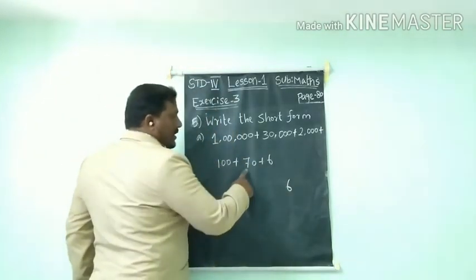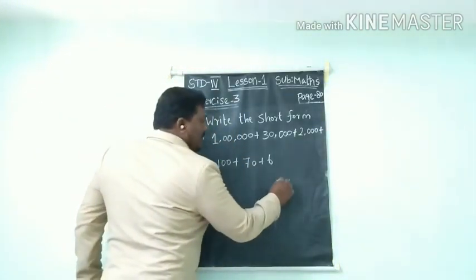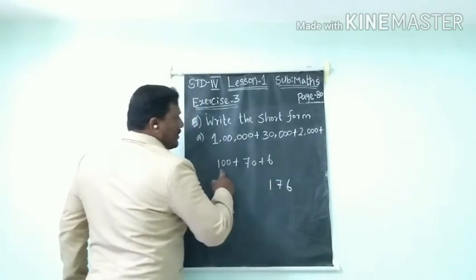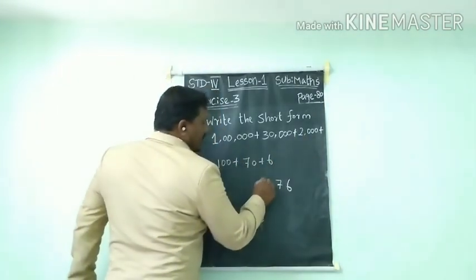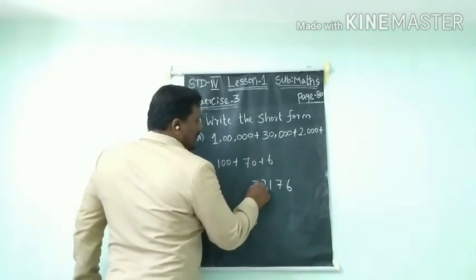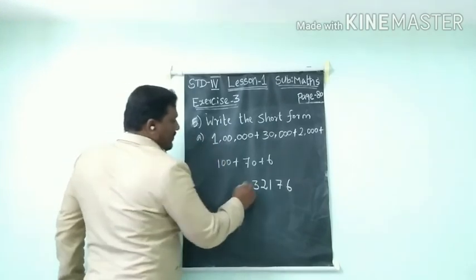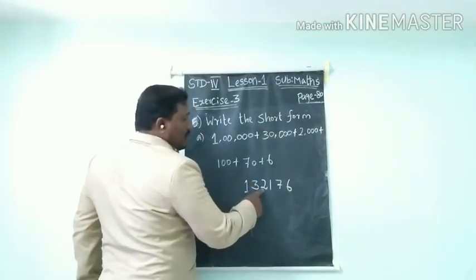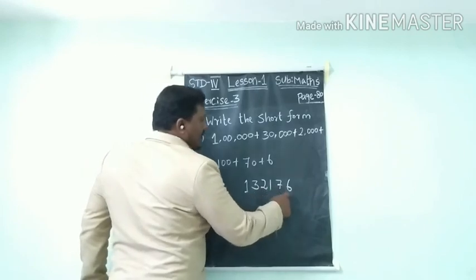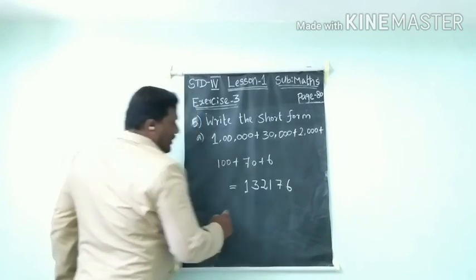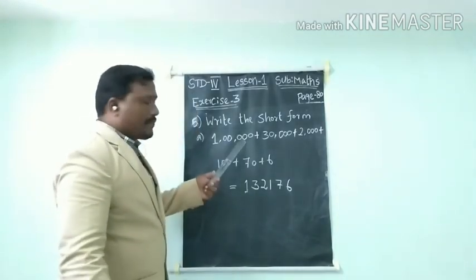Then after that tens place. So we take 7. Then hundreds place we take 1. Then thousands place we take 2. Then ten thousands place we take 3. It's the lakh place, we take 1. So 1,32,176 is the short form. Okay, it's the short form of this expanded form.